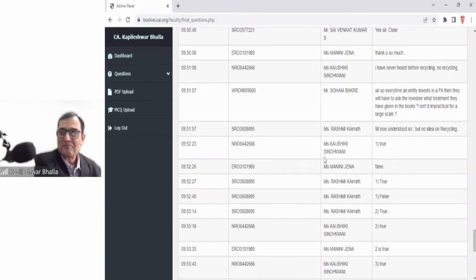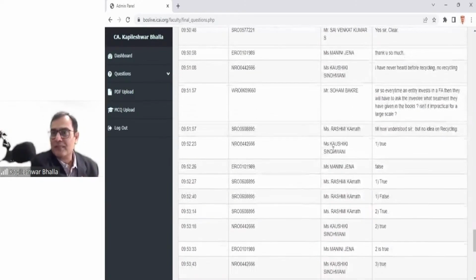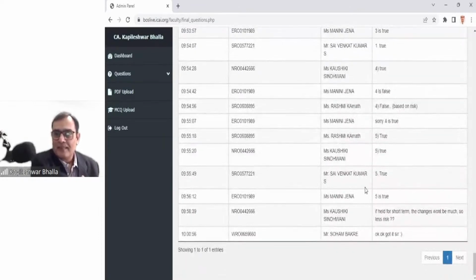Okay, Rashmi, understood so far, but no idea on recycling. Okay, not an issue. Another question from Kaushiki: if it is held for short term, the changes won't be much, so less risk. No, if it is short term in nature, the changes can be massive as well. Let's say you're doing intraday trading in shares. Then the market could fluctuate very highly. There could be prices which may drop suddenly in the next 2 days. So we can't say that if it is short term, the changes won't be much. There can be massive changes as well. Okay, got it, Soham. Wonderful. Kaushiki, I guess you also got your answer on that.